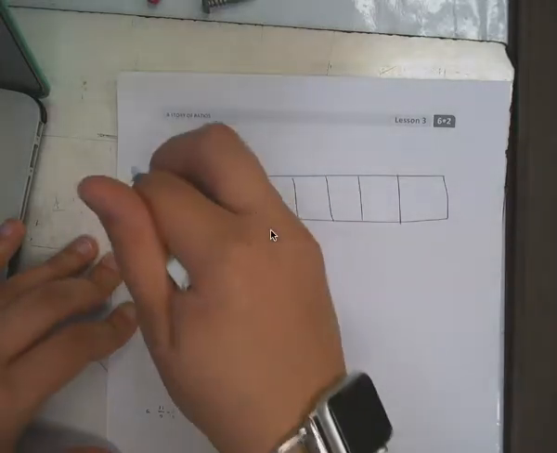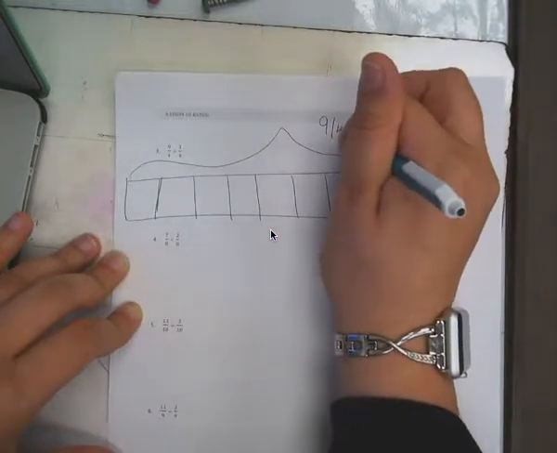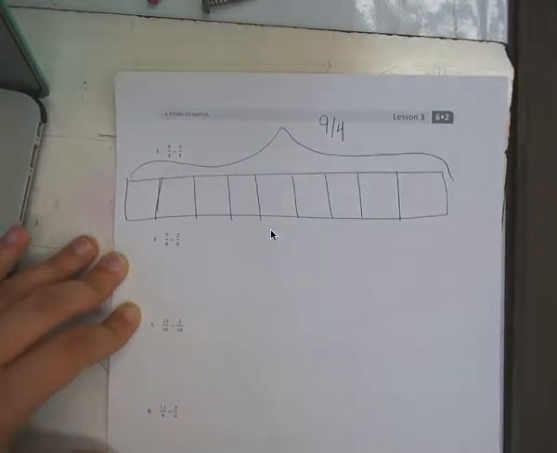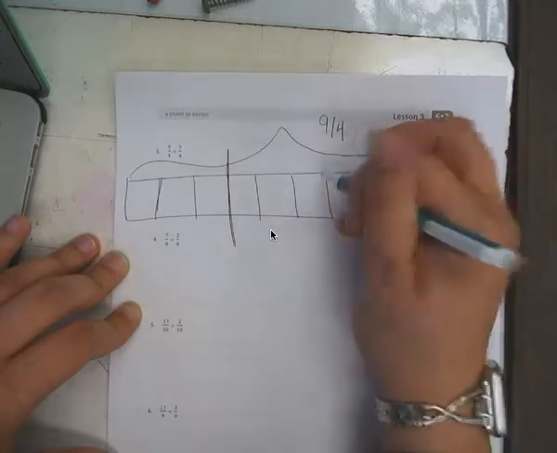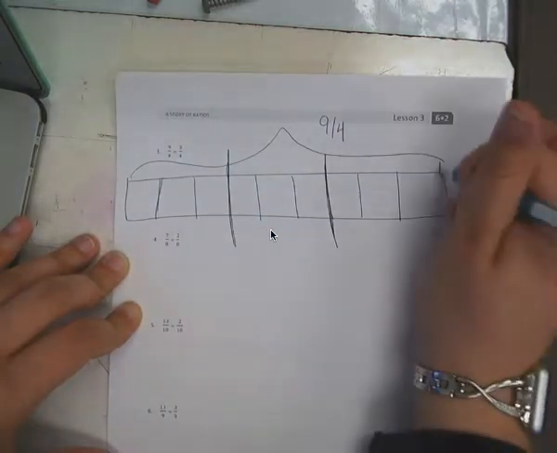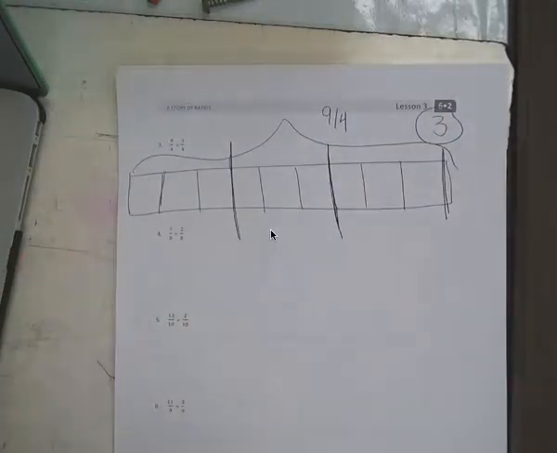You have to split it into 9 pieces. Okay, you have 9 of those. There's your 9/4. Now, how many sets of 3, because that's our numerator, do we have in here? 1, 2, 3. So our answer should be 3.